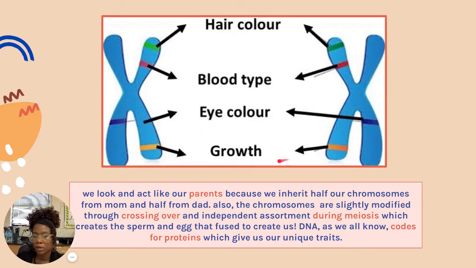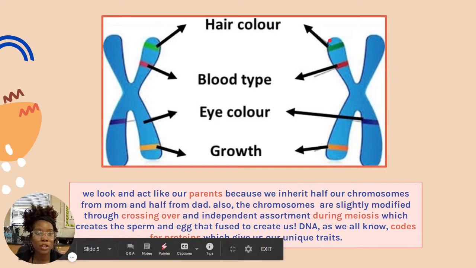and that part may code for growth. So we look and act like our parents because we inherit half of our chromosomes from mom and half of our chromosomes from dad. Also, the chromosomes are slightly modified through crossing over, remember crossing over from meiosis, and independent assortment during meiosis, which creates the sperm and egg that fuse to create us. DNA, as we all know, codes for proteins, which give us our unique traits. As long as you said something like that, you will get that problem correct.